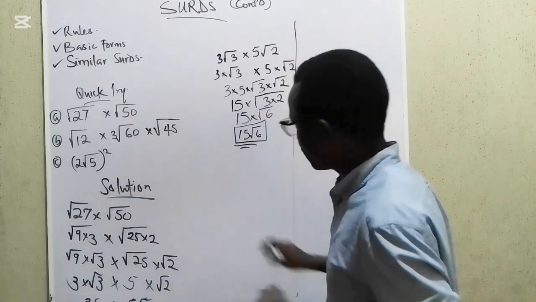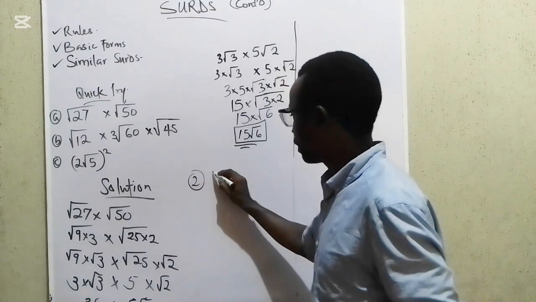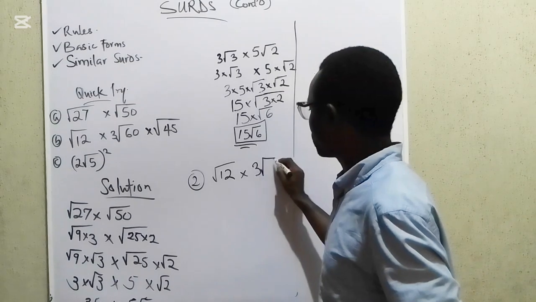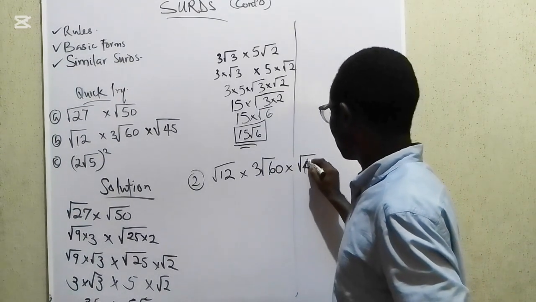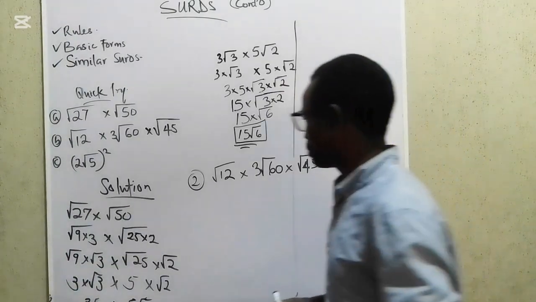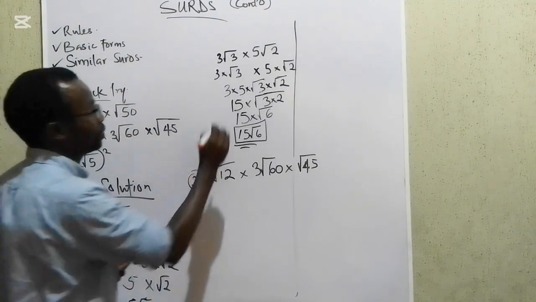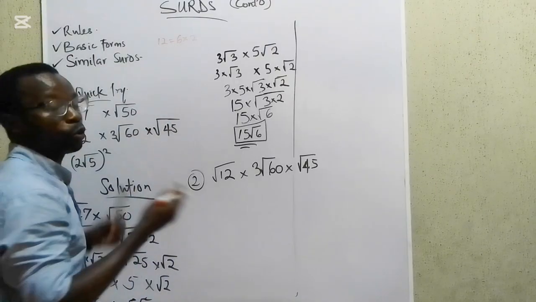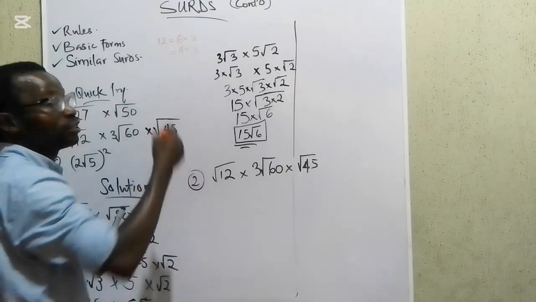Okay, I'm trying this. Now, if you try it by yourself, you should have 4 root 12 times 3 root 60 times root 45. So let's go by the same rules. We'll break them down quickly. Now what is 12? 12 is the same thing as 6 times 2 or 2 times 6. And 12 is the same thing as 4 times 3 or 3 times 4.